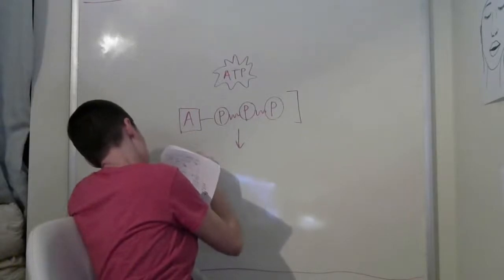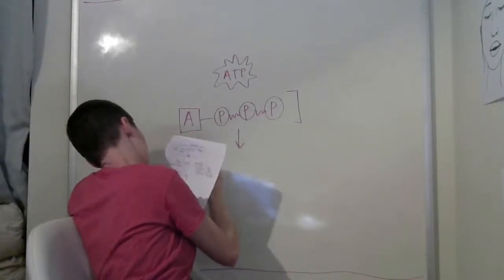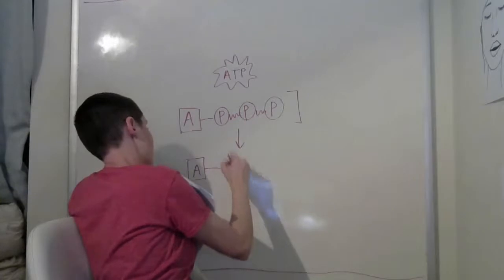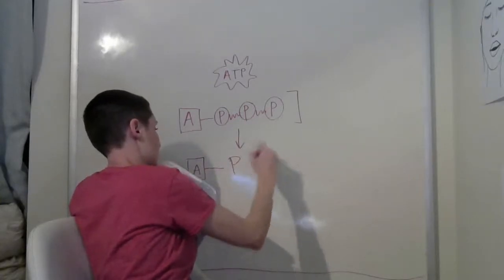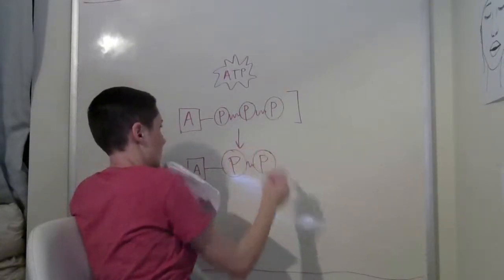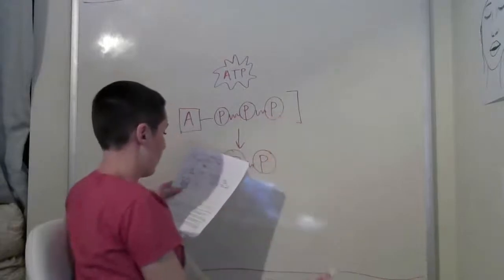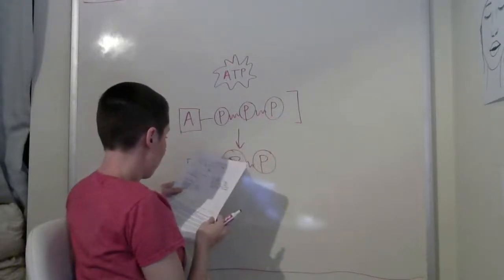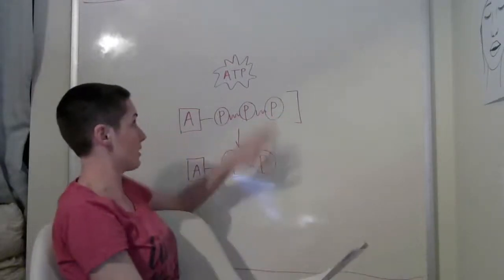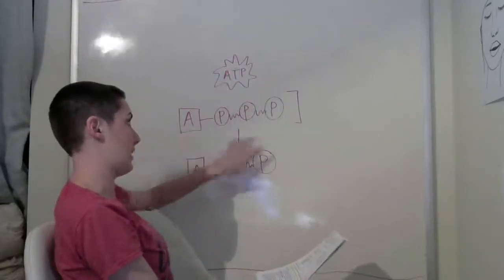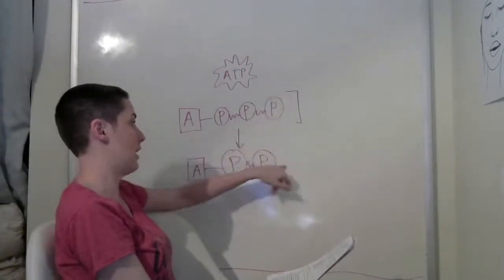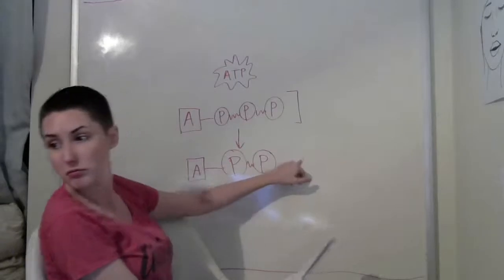We have adenosine, and now we have 2 phosphate groups. All right, so 1 phosphate has broken away. This is ADP now. So this is ATP and this is ADP. It's lost 1 phosphate group.